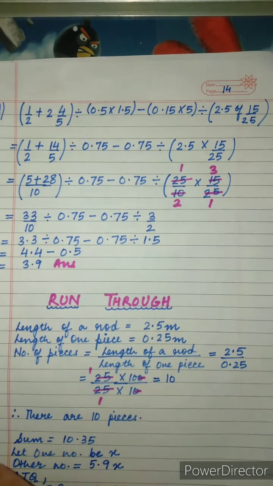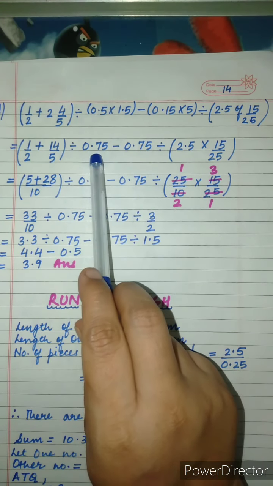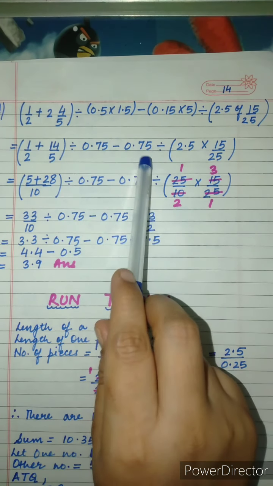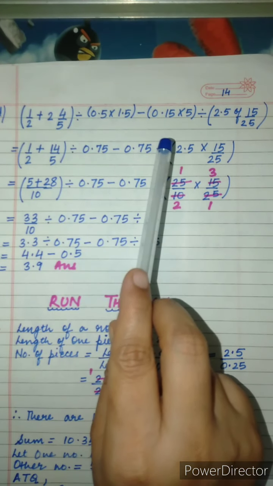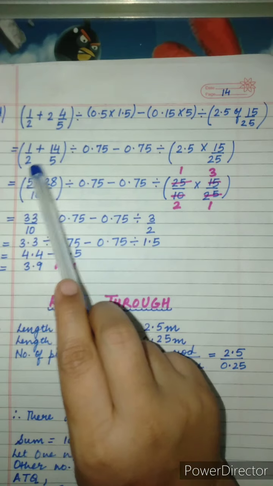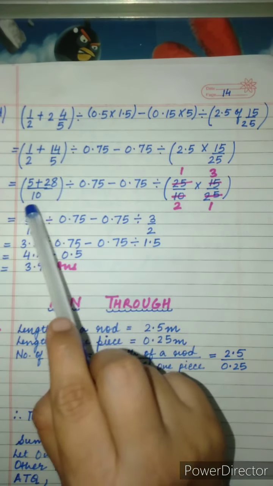Now mostly students make a mistake, like we are going to subtract this, that 0.75 got cancelled with 0.75. No, according to BODMAS, after of and your bracket will come your division. So we have taken the LCM here in the bracket. So it is 10. 2 or 5 ka LCM is 10.